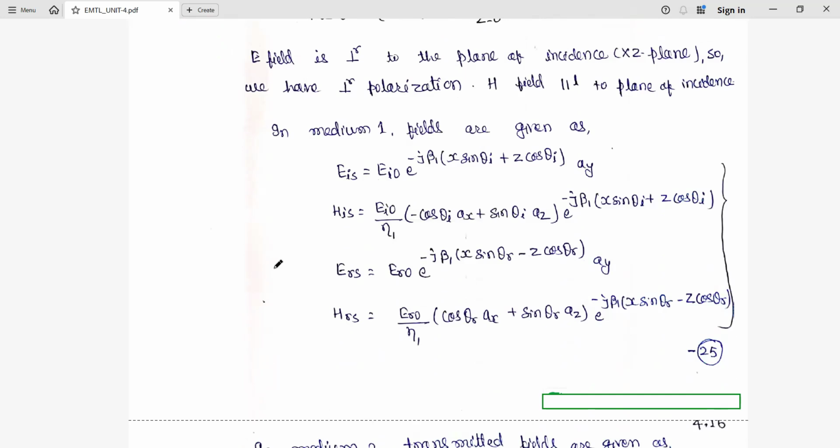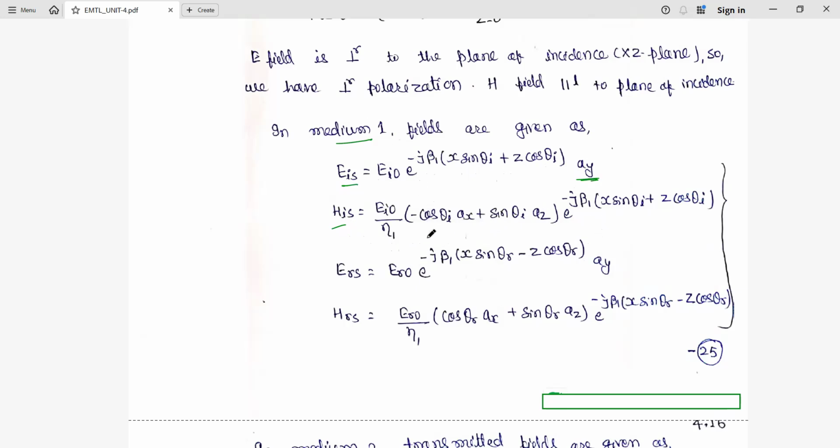How we have written the equations earlier in the case of parallel polarization, the same situation comes here. What was there for the electric field is going to become the magnetic field here, with a little change of negative sign. So finally, in medium 1 we have the incident wave and reflected wave. Ei equals Ei0 into e to the power minus j beta 1 x sine theta i plus z cos theta i, along the y direction. The incident magnetic field is Ei0 by eta 1 times minus cos theta i ax plus sine theta i az, and these are the things we are going to obtain.